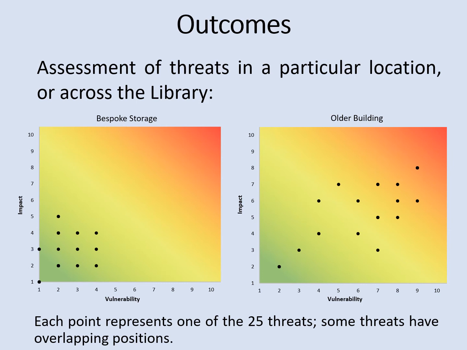Once these numbers have been generated, it's then possible to plot the data in a variety of different ways to graphically represent the results of the assessment. Perhaps the easiest way of doing this is to look at the full range of threats in a particular location. So here we have examples of the results for a bespoke storage area within the library, and also the same results plotted for an older building. And as you can see, this provides us with our landscape.